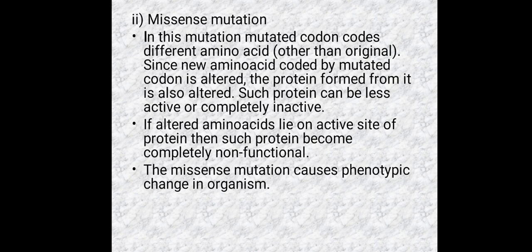Since the new amino acid coded by the mutated codon is altered, the protein formed from it is also altered. Because of the change in the amino acid, there is a change in the sequence of amino acids within the protein molecule. Such a protein can be less active or completely inactive. In some cases there may be the formation of an incomplete protein molecule, or a reduction in the catalytic property of that protein.